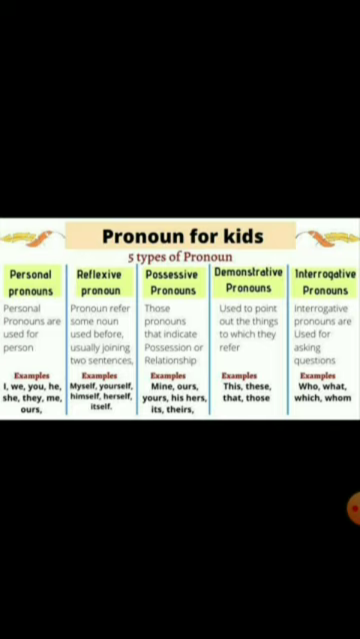The next one is interrogative pronouns, which are used for asking questions. The WH question words are used as interrogative pronouns. And the next one is relative pronouns. It is used to relate a noun to a group of words. The detailed explanation of relative pronouns will be coming in the next class.